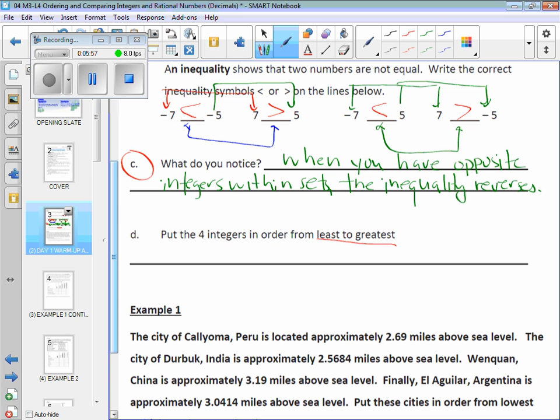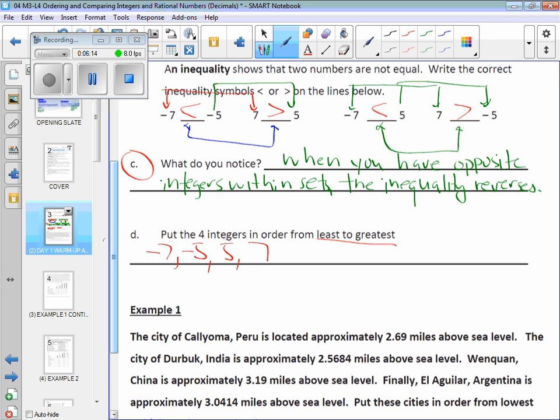So which one out of these four integers is furthest to the left? -7. Finish it up. Keep going. 5, 5, 7. Sounds good. Okay.